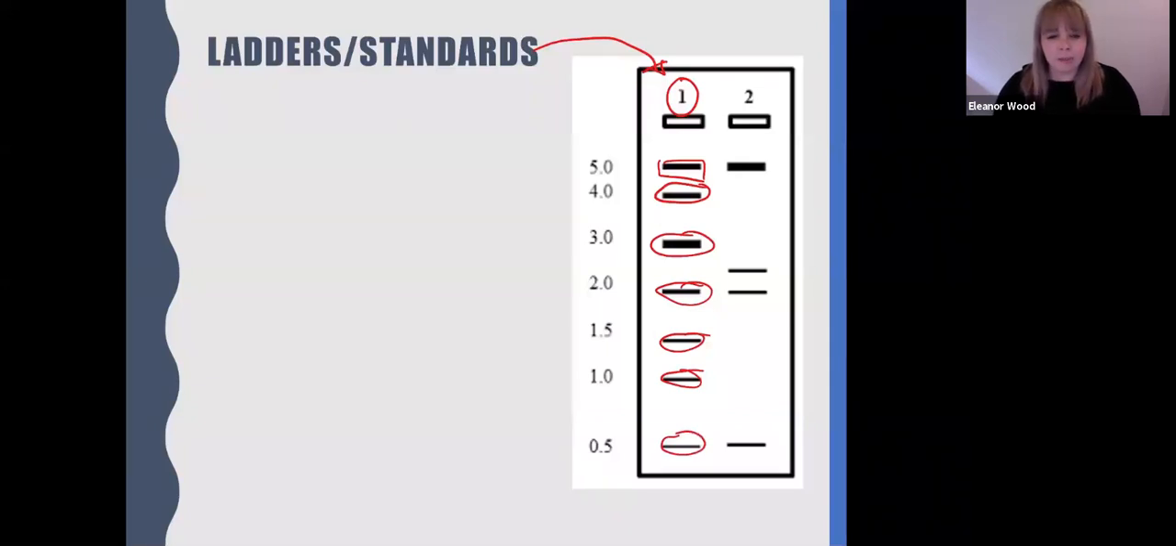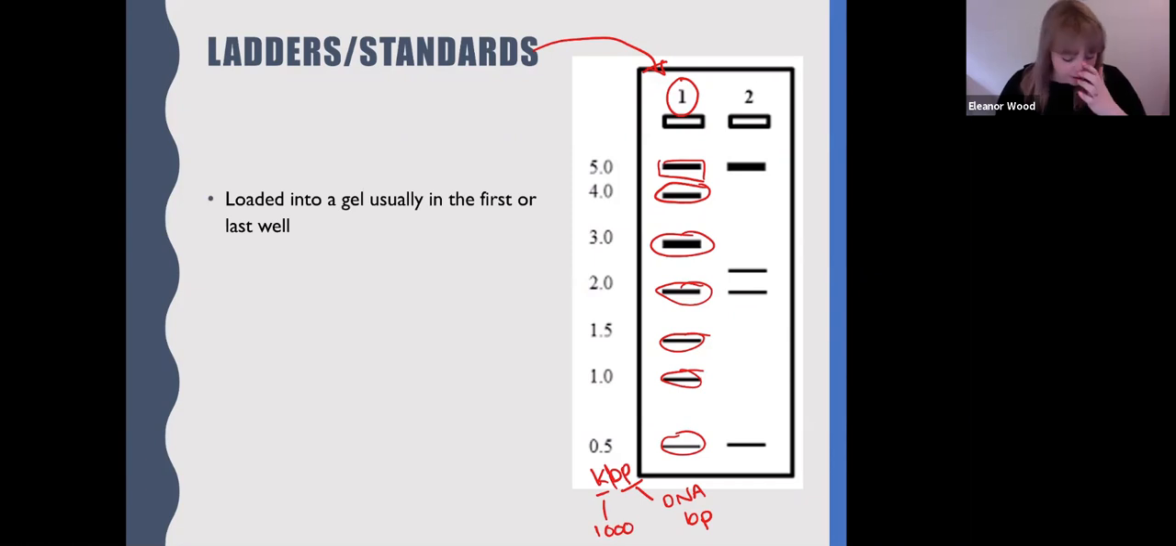Now, considering the decimal point, that automatically says to me that they are kilobase pairs, which means 1,000 DNA base pairs. If it was 5,000, 4,000, 3,000, 2,000, I would say that it is most likely base pairs instead. So usually we load them in the first or the last well. Sometimes we load them in both the first and the last well.